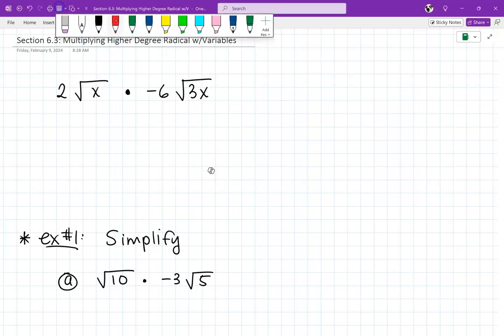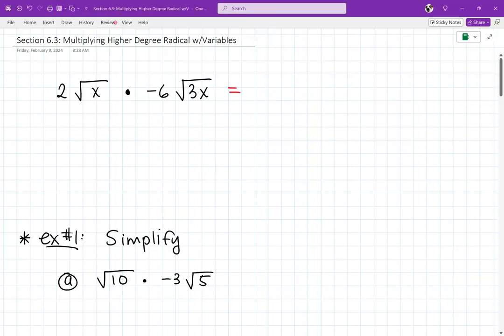So in other words, this little mini example that I have out here, 2 radical x times negative 6 radical 3x, I'm going to multiply the numbers on the outside. 2 times negative 6 is negative 12. And then I'm going to multiply the inside of the radicals. Now make sure that the radicals at least are both square roots or cubed roots. That's important. They should match, but the inside doesn't have to match. So on the inside, x times 3x is 3x squared, right? So I multiplied 2 times negative 6 and then x times 3x.